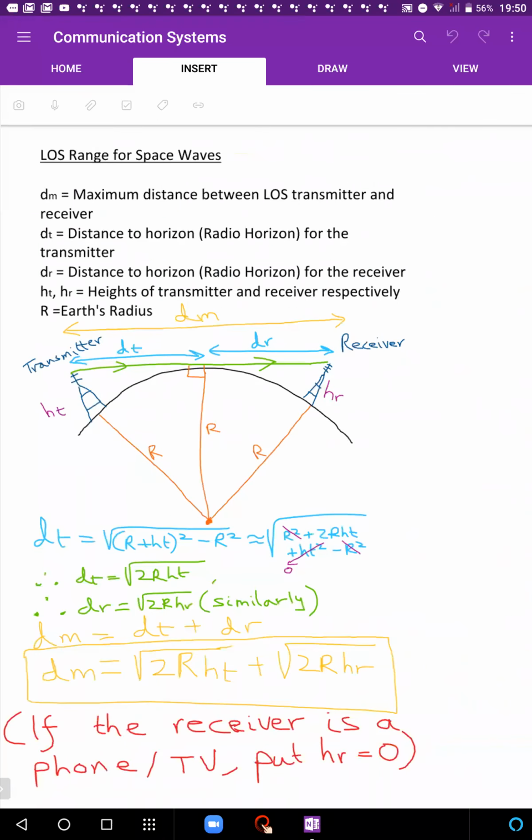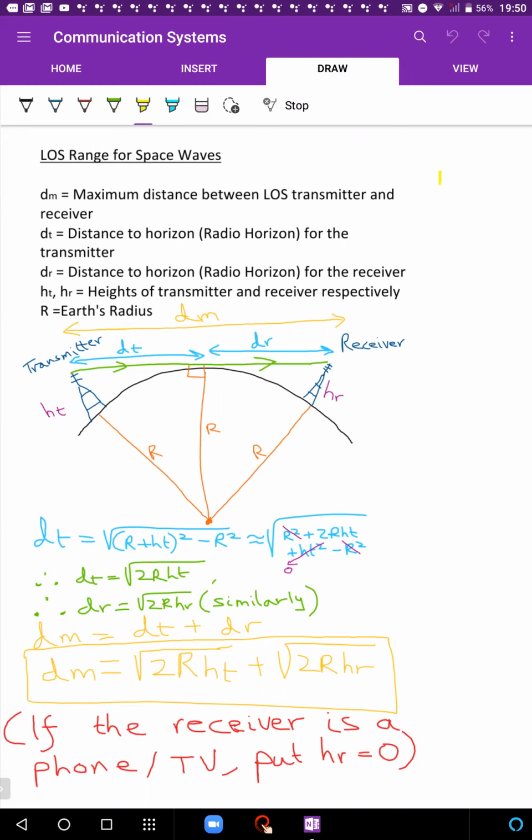Coming back to space waves, this is one place where some numerical type question can come. In space waves, they can ask you for the line of sight range. For instance, they could ask you what could be the max distance we can have between a transmitter and a receiver. What is the max range, the max separation at which one transmitter and one receiver could be placed?